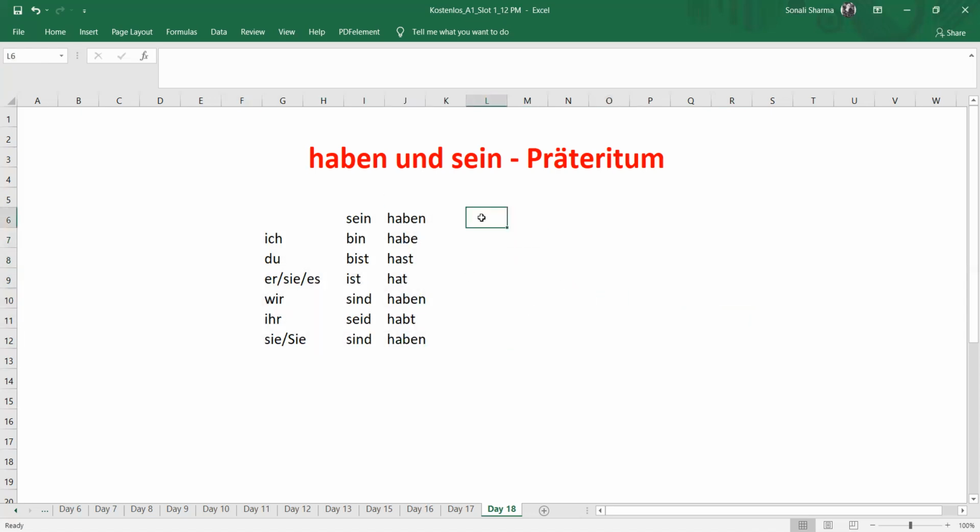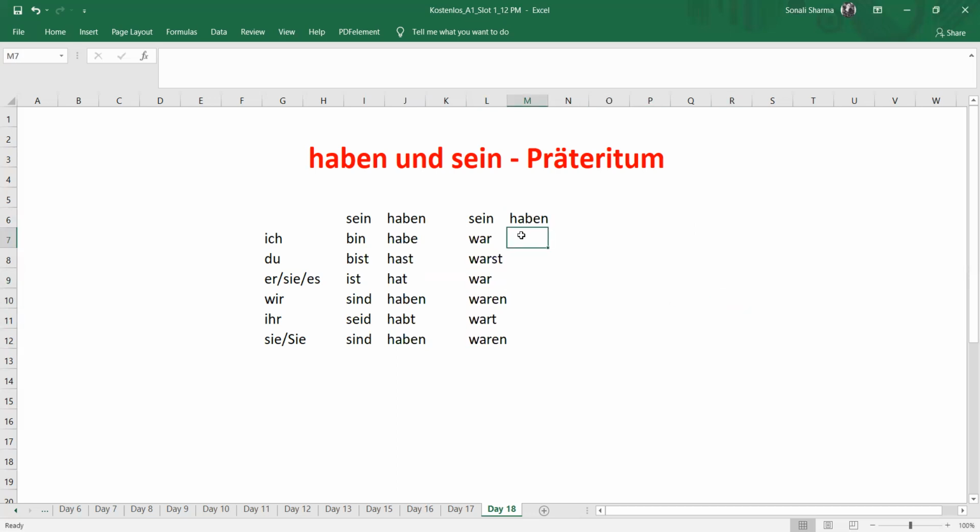This is how you are going to conjugate in the present tense. Now let's check the past tense first of sein and then of haben. So in sein, ich is changing to war. Then comes du warst, then er, sie, es war, then wir waren, then ihr wart, and the last one is sie waren. So this is in the Präteritum form.